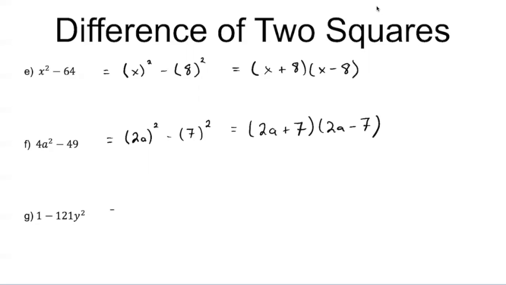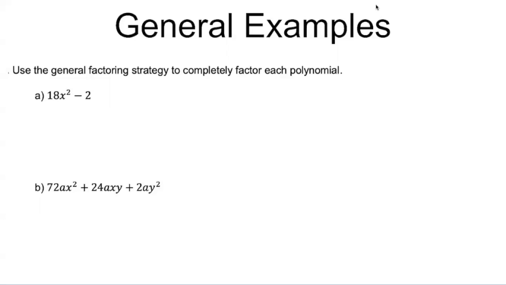And our last one sometimes can be tricky for some people. I've got 1, the square root of 1 is itself. And the square root of 121 is 11. And the square root of y squared is y. So then I could state that it's 1 minus 11y and 1 plus 11y. Again, it doesn't matter what order you write them because a times b is the same as saying b times a.